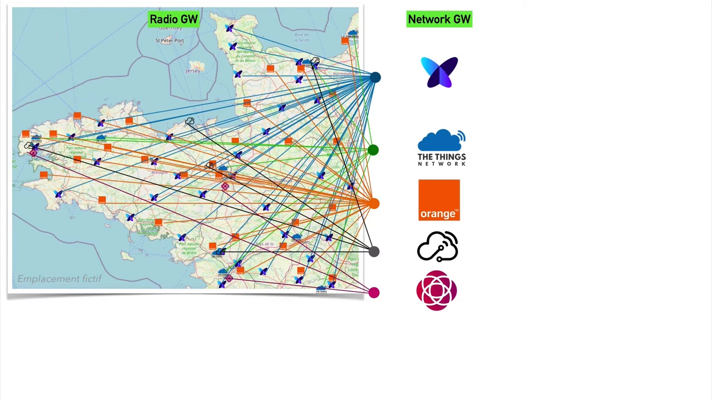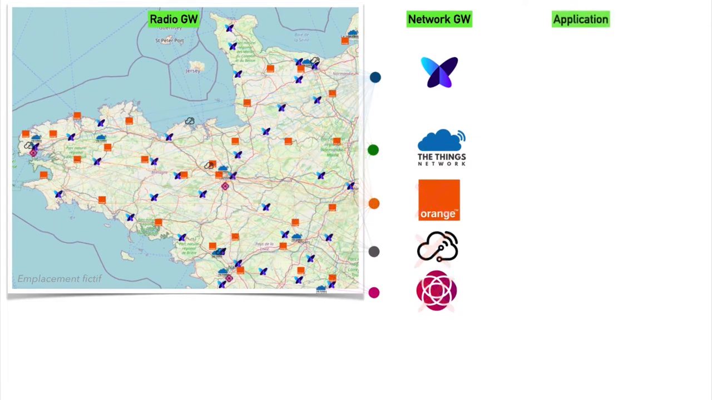Sigfox is a global operator and has only one network gateway, whereas LoRaWAN is a protocol that multiple operators can implement. When a LoRaWAN object transmits, all LoRaWAN radio gateways receive the message and send it to their respective network gateways. The network gateways will identify the object that made this transmission. If it is not recognized, the frame will be eliminated. Otherwise, it will be processed.